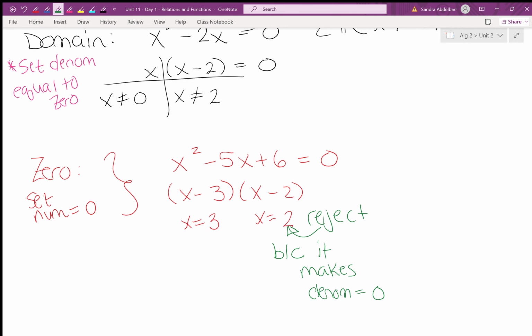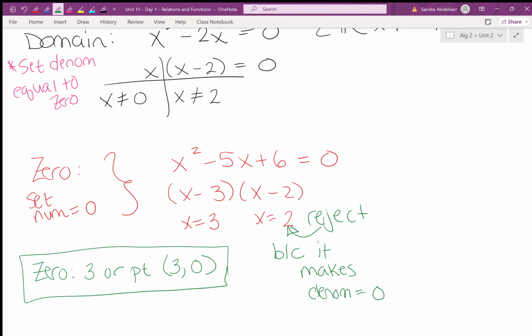So what is our 0? Our 0 is 3, or you can say the point. What's our point? The 0 is (3, 0). All right, now we are done.